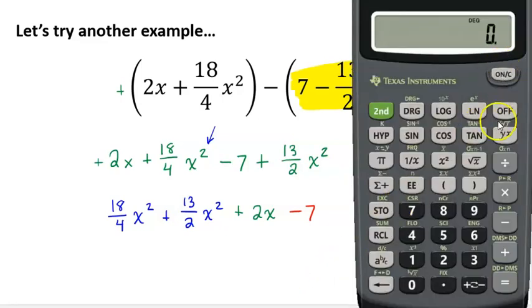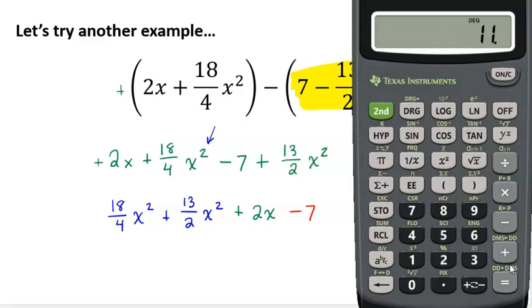So I'm going to clear out my calculator. Parentheses, 18 divided by 4, close parentheses, plus, open parentheses, 13 divided by 2, close parentheses, equals. Don't forget to hit that equals at the end, because if you don't, it's going to just show you what 13 divided by 2 is. So make sure you hit the equal sign at the end.